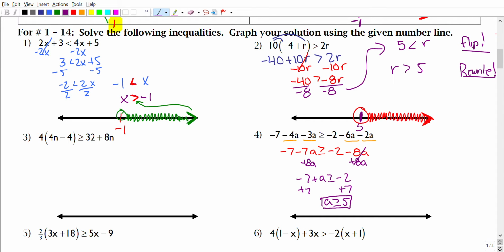Notice I did not have to flip, rewrite, or do anything this time. Okay, I just solved kind of like I would an equation. So again, number goes there right in the center. This time it does have an equal to sign. So I have to shade my circle so it's a closed circle. And again, it's a is greater than or equal to 5, so all the numbers that are greater than 5 are to the right. All right.